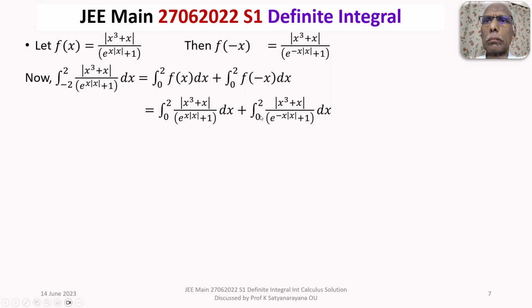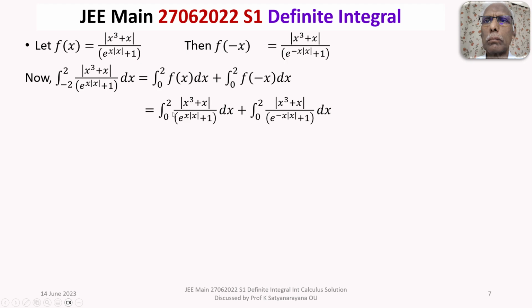And the integral from 0 to 2 of f(-x) is |x³ + x| / (e^(-x) |x| + 1) with respect to x. Now here we see x varies in the interval 0 to 2. That means x is positive. In the interval 0 to 2, x is positive. When x is positive, x³ is positive, plus x is positive. Therefore, the modulus you will write without the modulus.